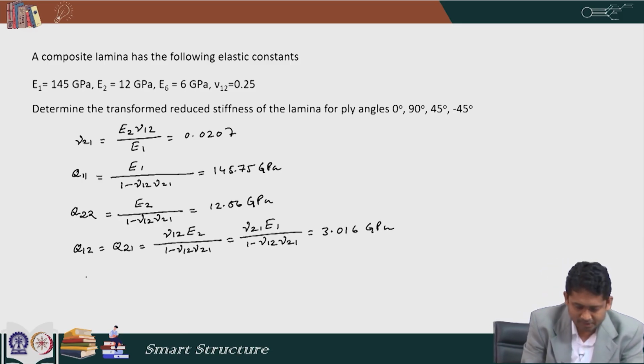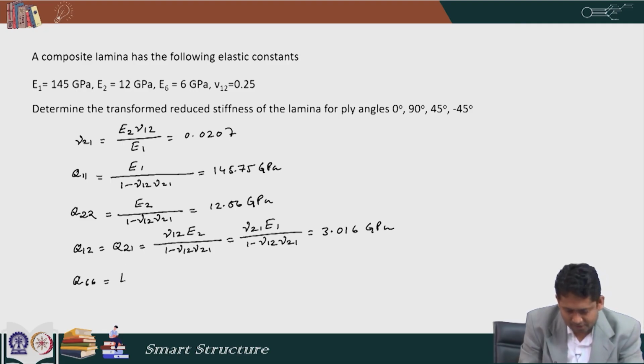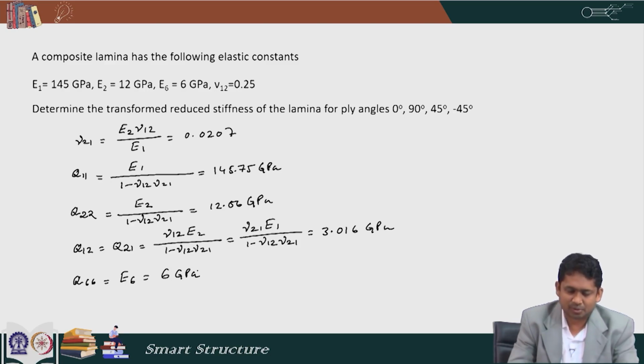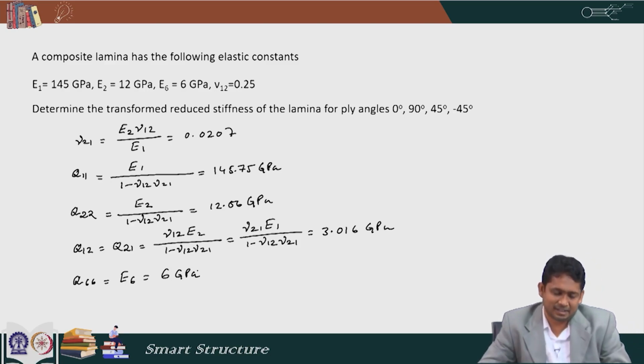GPa. And then we have Q66, and this is E6, and that is as given, it is 6 GPa. So, the terms like Q16, Q26 are absent here, so there is no coupling between the shear and the normal components. So, this is our Q matrix in the principal material direction.